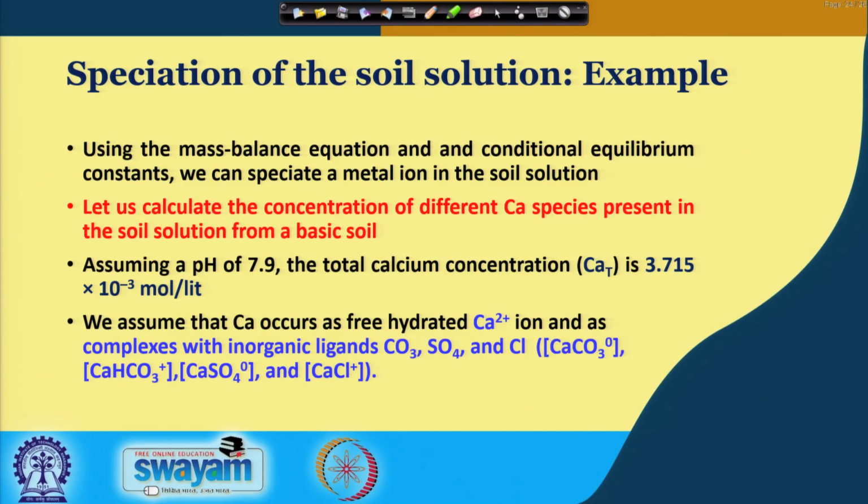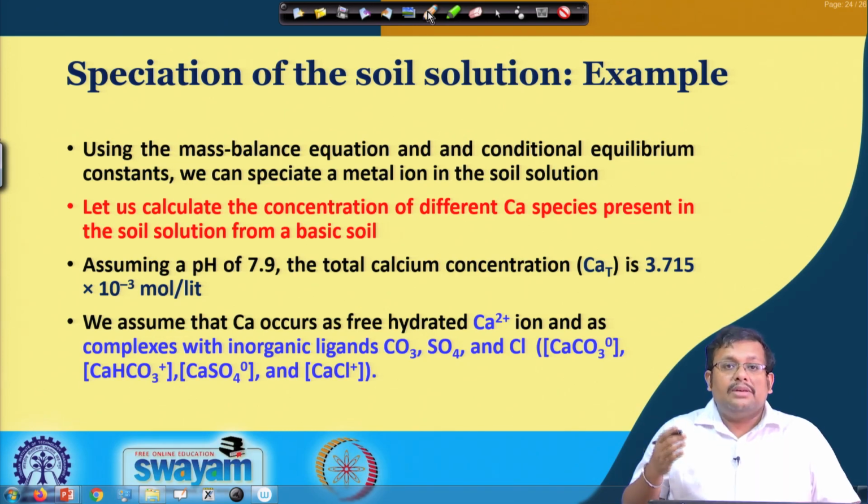Now, in the previous lecture we were talking about the speciation of the soil solution, and I started on one example, if you remember. So, let us continue that. In that example we were calculating the concentration of different calcium species present in the soil solution from a basic soil, and we assumed that at a pH of 7.9, the total calcium concentration was 3.715 multiplied by 10 to the power minus 3 mole per liter.